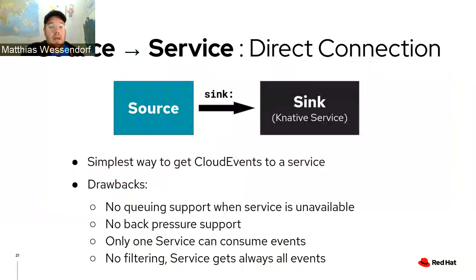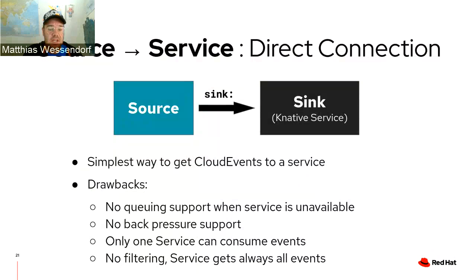Now, with Knative, we see three big areas of use cases. Let me start with the first, most simple one. There is a one-by-one connection of a Knative source and one Knative service used as a sink here. So there's a direct connection. And this is actually the most simple way to get cloud events from a source to your application that is consuming these events. However, it is a direct connection from the source to the service.